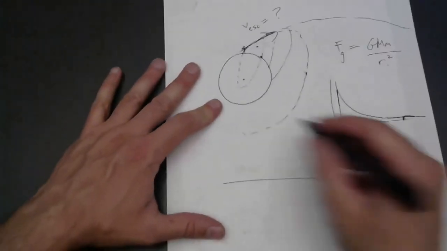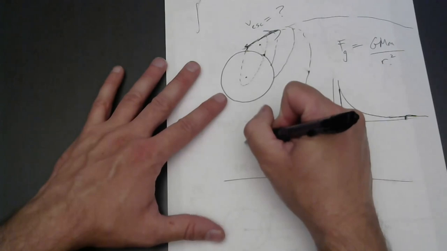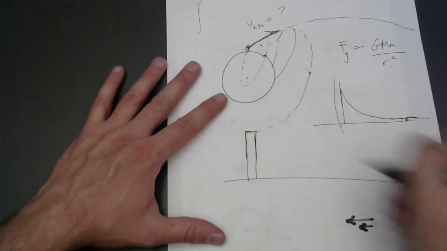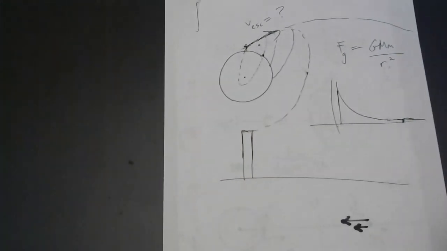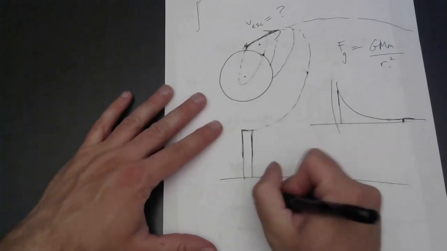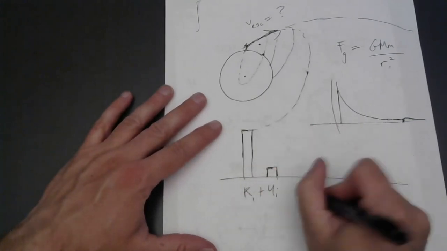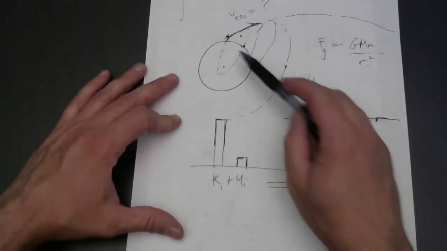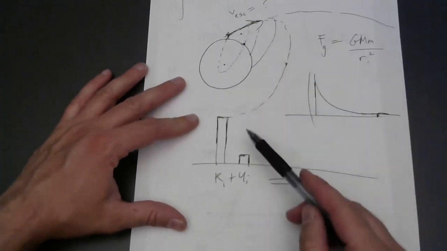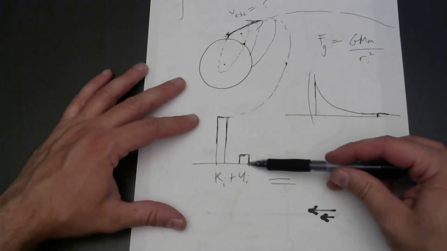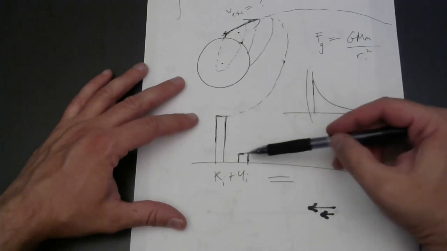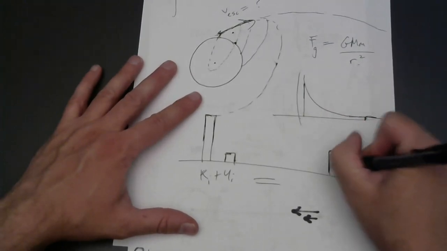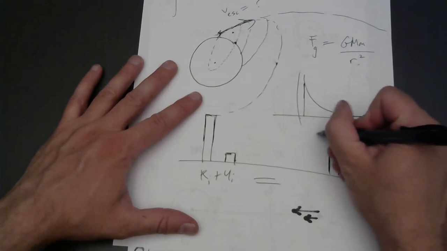So let's do a little bar chart. I don't usually use these, but if you throw something from the surface of the Earth and it's got this much kinetic energy, and this much potential energy, so K initial plus U initial. Well, we're gonna argue that total energy is conserved. So as your thrown baseball rises from the Earth, it's going to gain potential energy at the expense of kinetic energy. So this bar will go down, this bar will go up, and maybe you wind up with something like this. This is potential energy, and this is the kinetic energy.